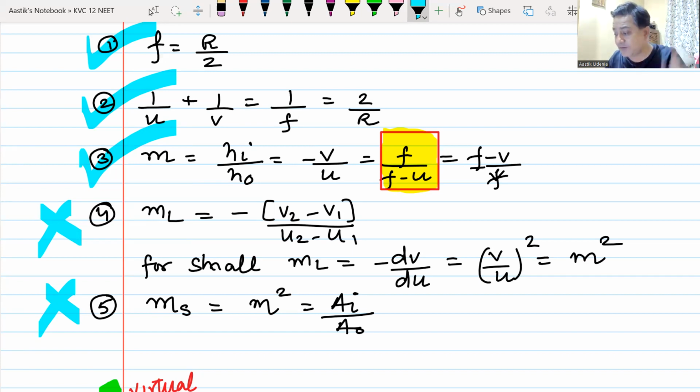1, 2, and 3. Everyone is aware of these three formulae, yes or no? Even if you are in your deepest sleep, if I wake you up, what is the formula of M? You should be able to tell me. Can you do that? Yes or no? Will you be able to do that? Formula number 1, 2, and 3, yes or no? Yes, sir.